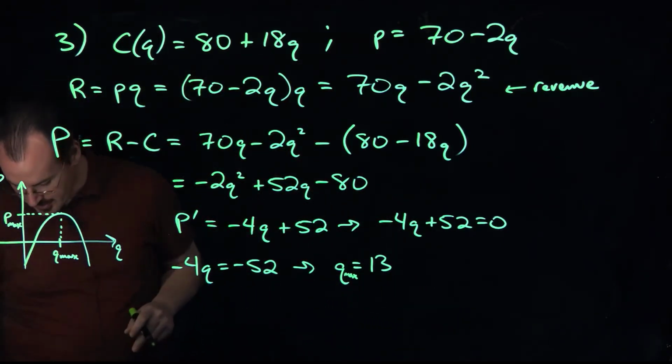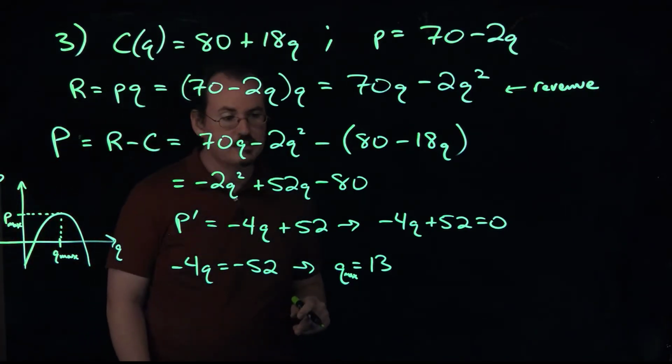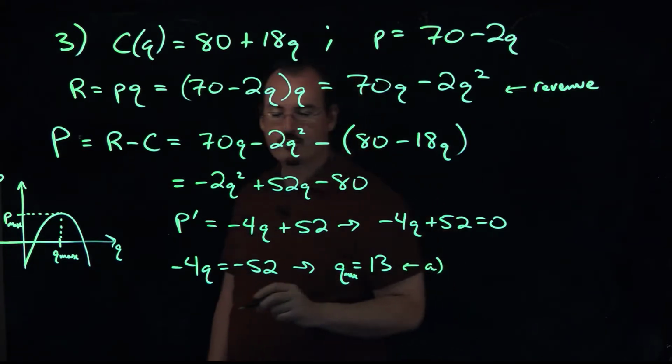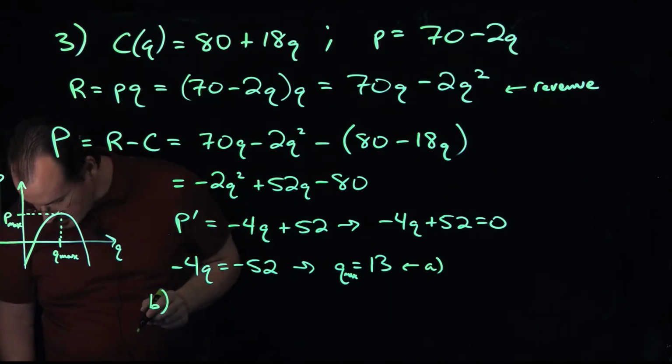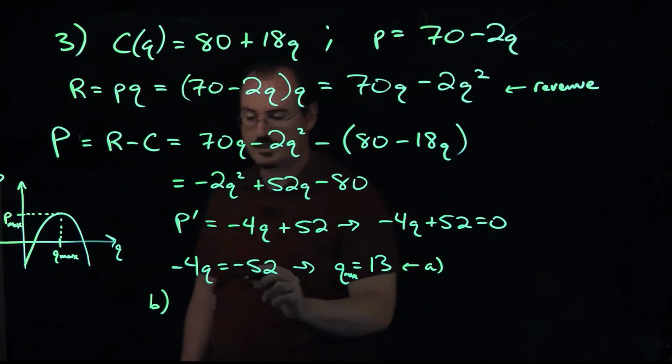So in fact, in this particular problem, the way they word it is part A, we want to find the number of units that produces maximum profit. So this answer is part A. And then for part B, that's asking what is the price that will maximize profit? Well, we can find that by plugging that into here.